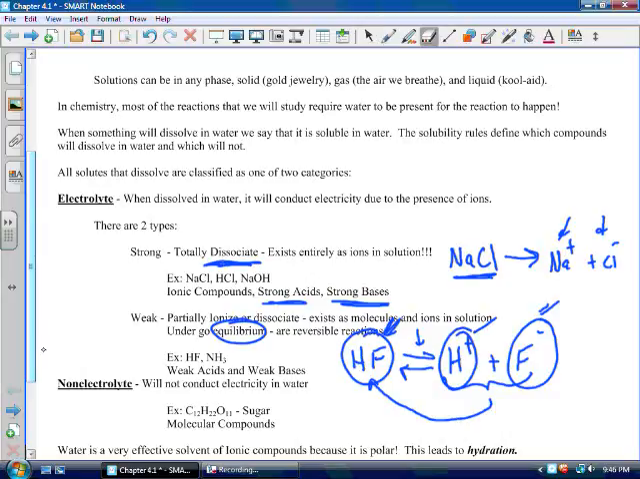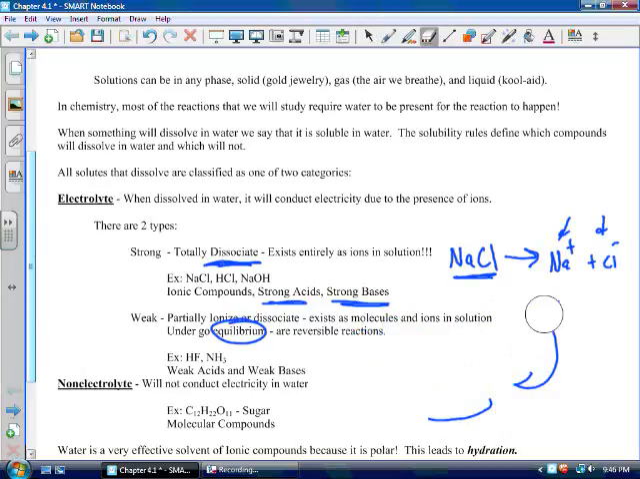Now the third type of electrolyte, or the second type actually, is called a non-electrolyte. And as the name says, a non-electrolyte will not conduct electricity in water. Molecular compounds are things that are classified as non-electrolytes. Sugar, for example. We all know that sugar in water will dissolve in water. It will not dissociate.